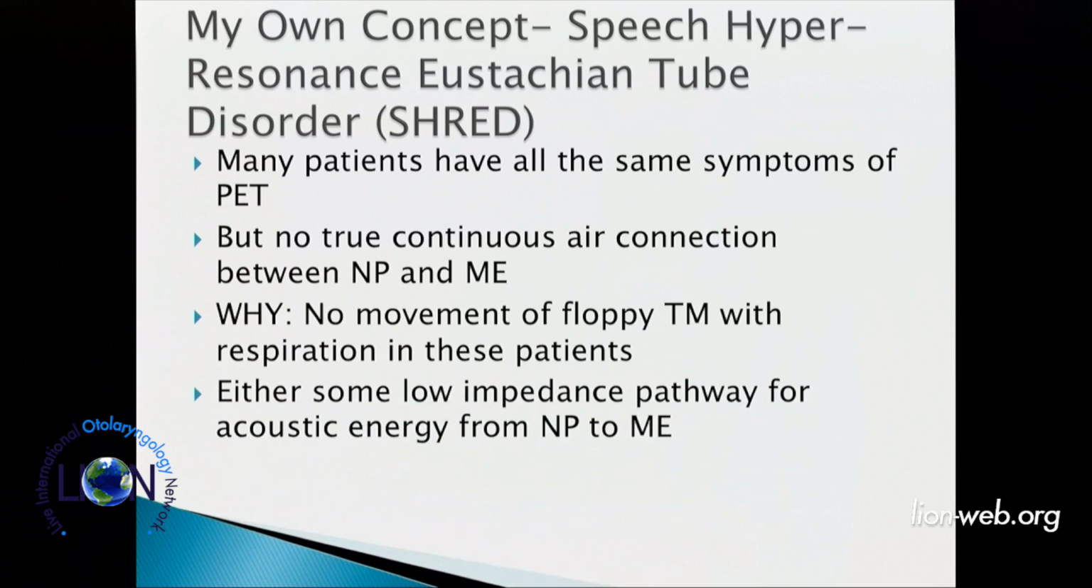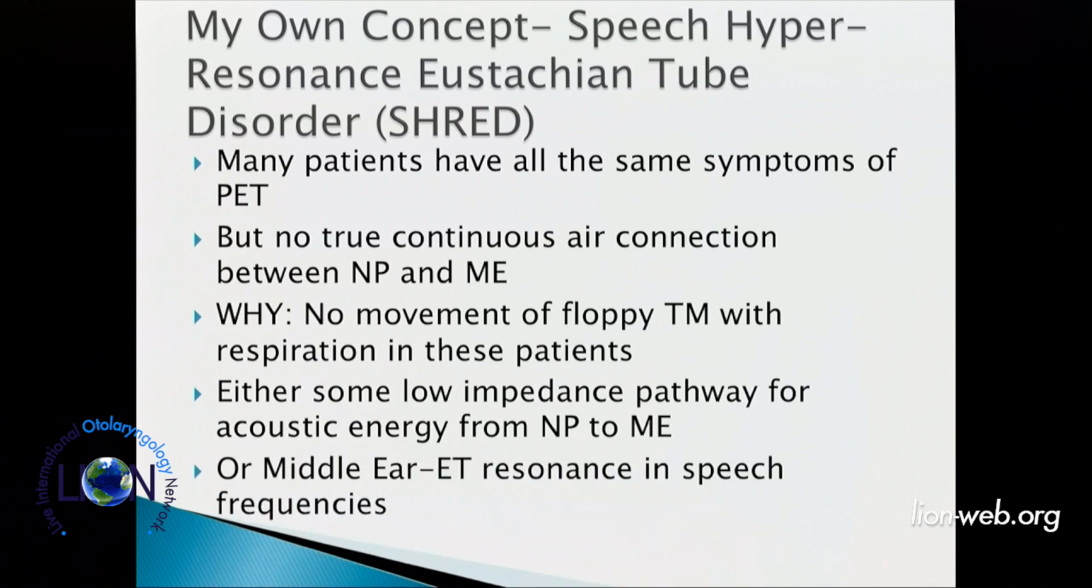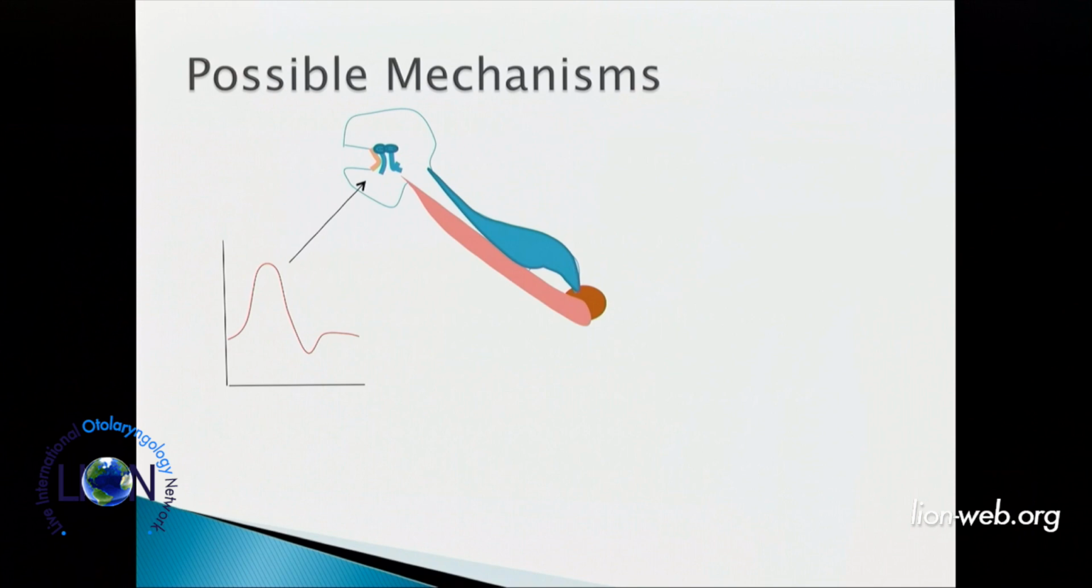So there's either some low impedance pathway for acoustic energy from nose to the middle ear, or there's some kind of resonant cavity which is resonating with their voice in speech frequency. So there's many mechanisms why this can happen. There could be a resonance because many of these patients have had multiple ear infections in childhood, so they have a small mastoid cavity. So they may have a very hyperresonant mastoid because it's small. They have a floppy eardrum because of recurrent ear infections and from the eardrum moving in and out. So they've set up a resonant cavity with a very low compliance eardrum and a small volume, and that might set up a resonant cavity.